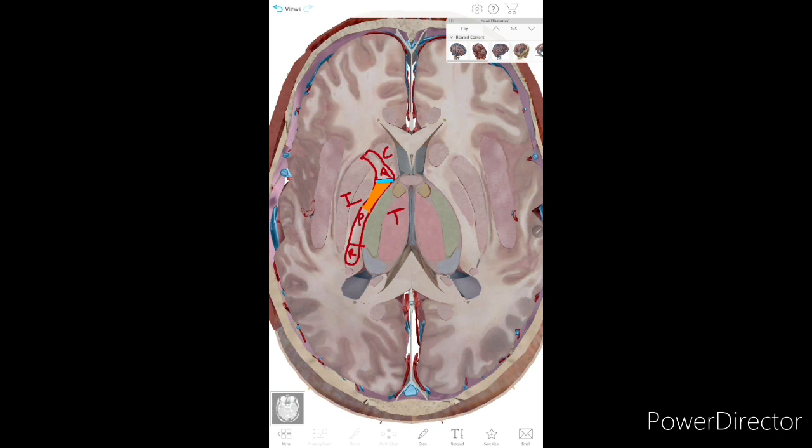Now what if there is an infarct in the internal capsule? Since the corticospinal fibers, which are the upper motor neurons, are passing through the internal capsule, an infarction of the internal capsule can lead to contralateral spastic hemiplegia.